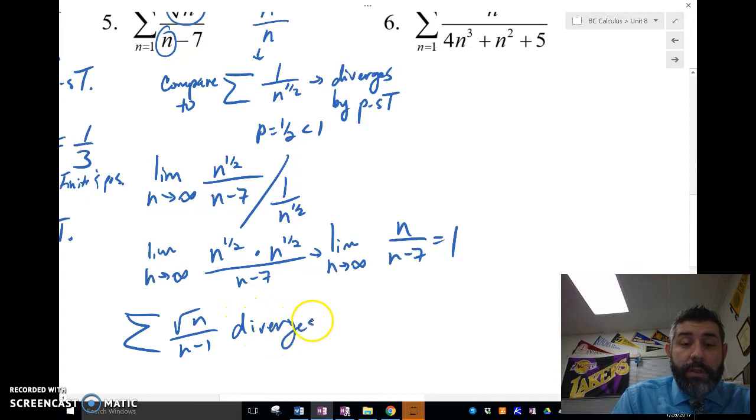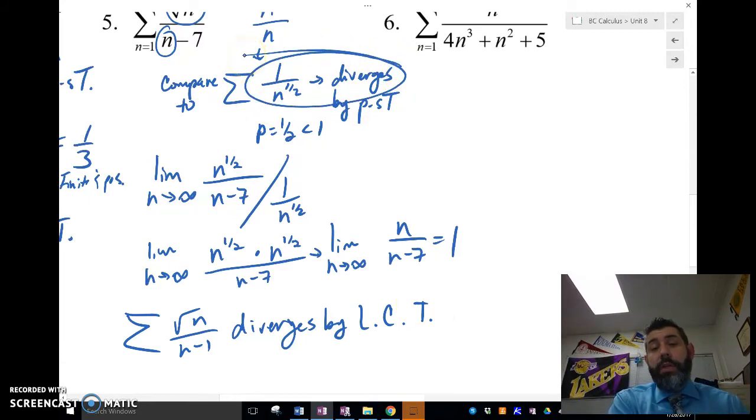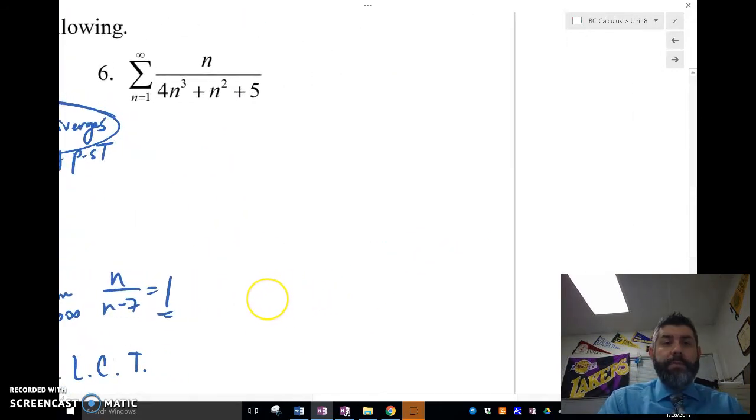So my series, square root n over n minus 7, diverges by the limit comparison test. Why did it diverge? Because the one I was comparing it to also diverged. So hopefully that makes a little bit of sense. It's really not that hard. You just have to make sure that you're checking for this limit here. Let's take a look at one more.